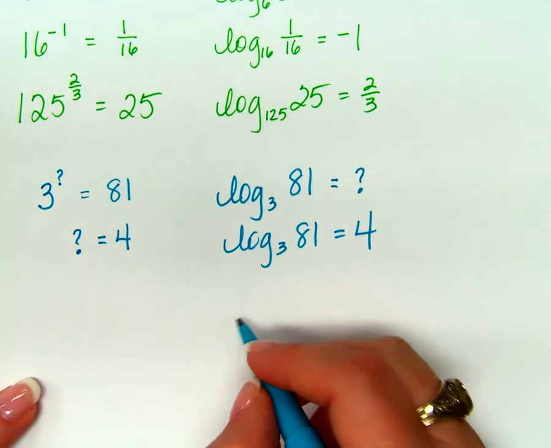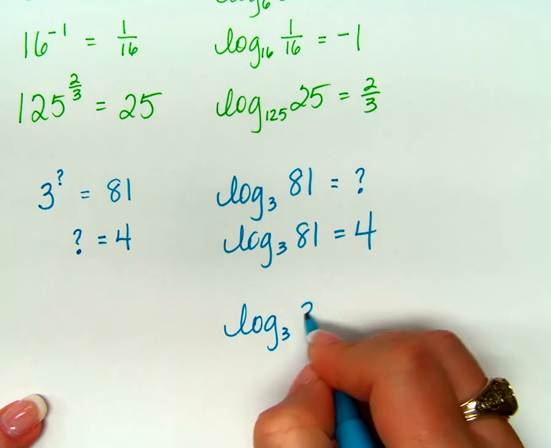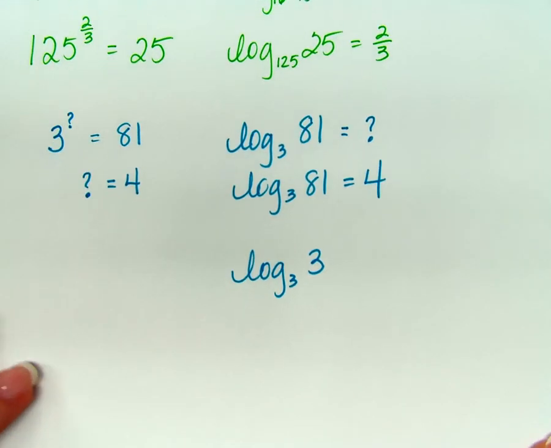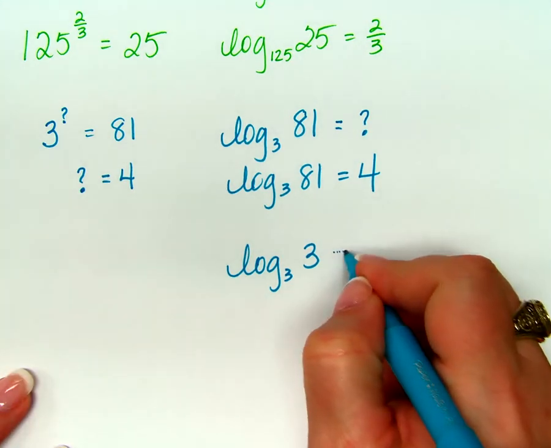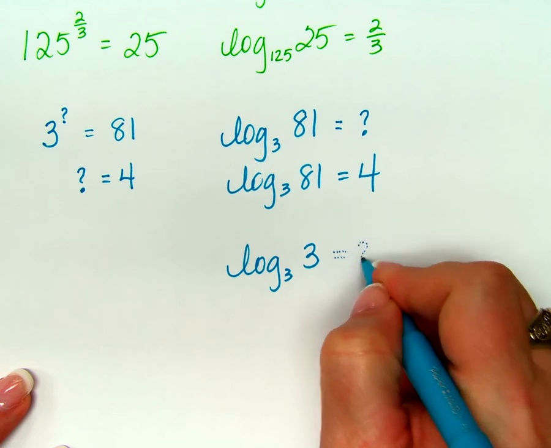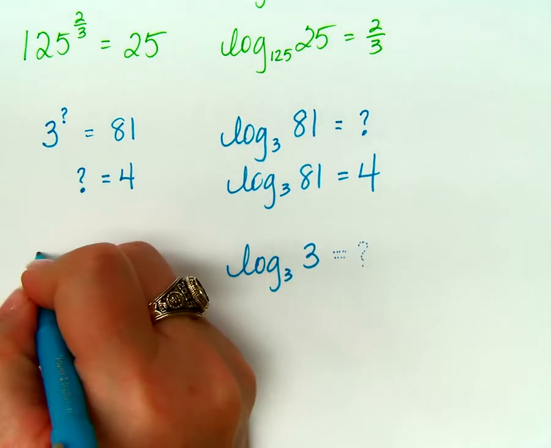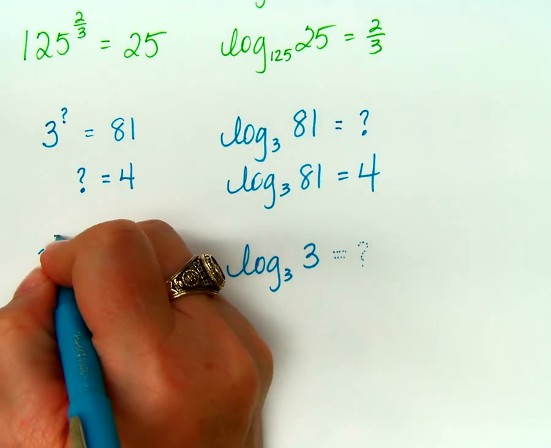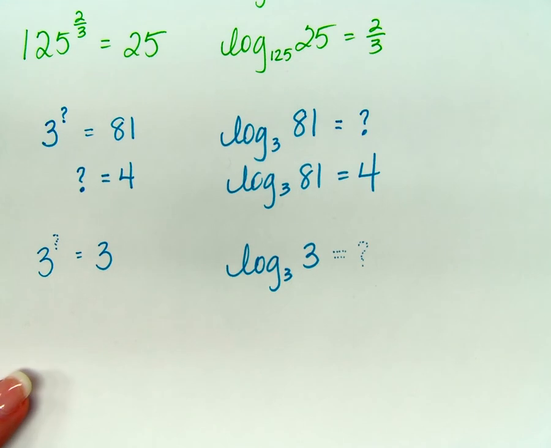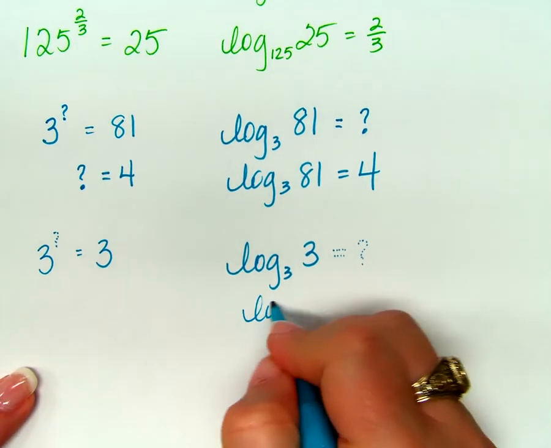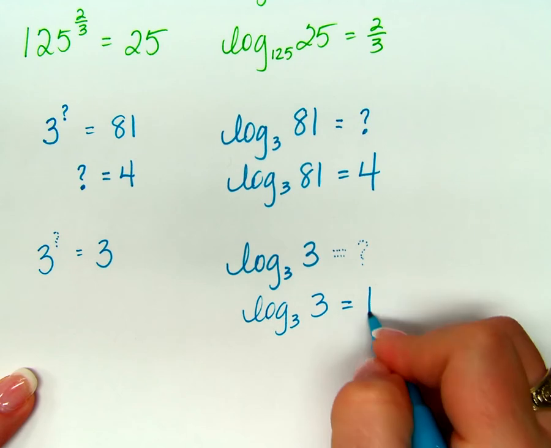What if I told you log base 3 of 3? What would that equal? Excuse me, directions, evaluate. Well, we could pretend that it equals a question mark. So we could say 3 to the power of the question mark equals 3. What would that question mark need to be? So log base 3 of 3 equals 1.